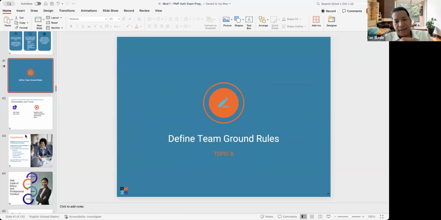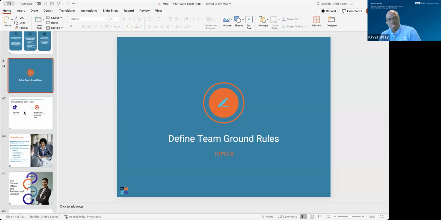All right. Defining team ground rules. Why do you think that it's important to have ground rules for the team? Any ideas? So that everyone has their proper direction, where they're going, where they're being led, what they're doing, so that people don't decide to run off and start doing things on their own without proper direction. So it's important. I like order.